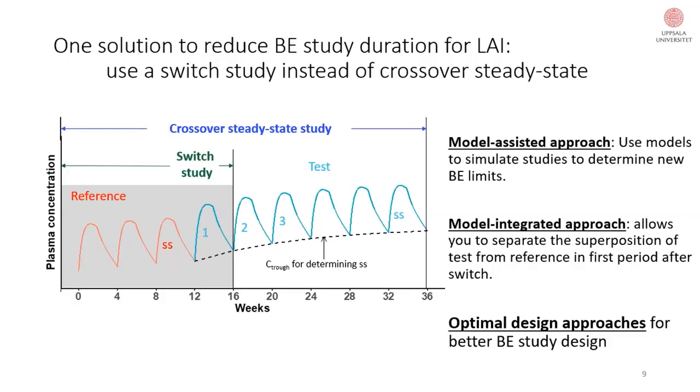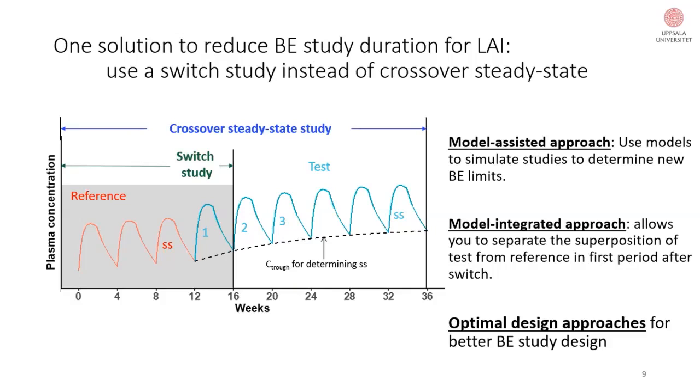Now, one idea where we might be able to use models in order to reduce these study durations is to use something called a switch study. And in the switch study, we would have the same start of the study where you'd end up studying the steady state profile of a reference drug. But then immediately after switching to a test drug, you would measure the profile of that first iteration, the first occasion after the switch.